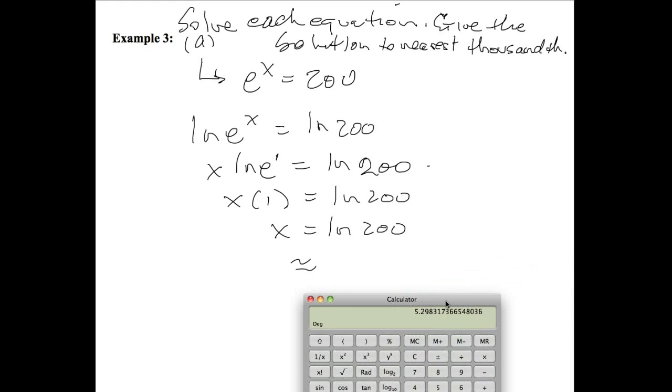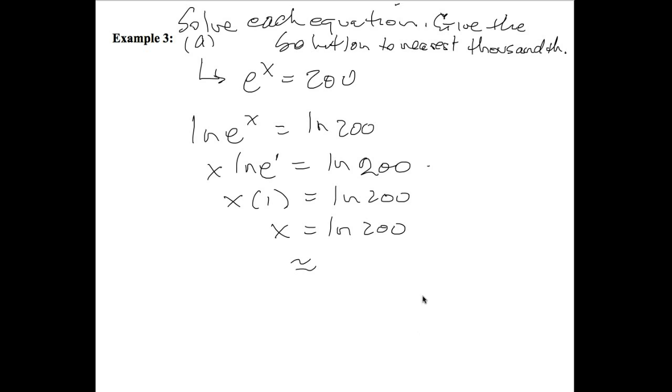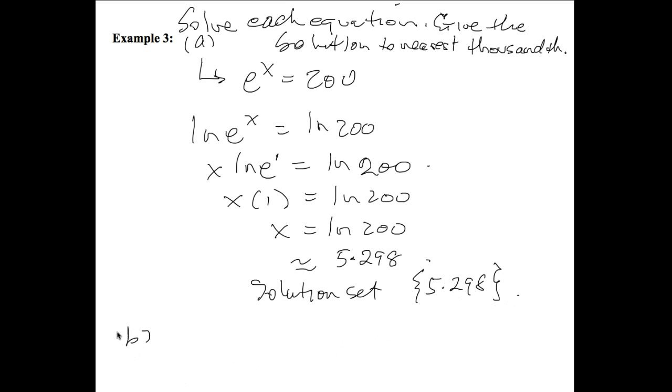I end up with 5.298 to 3 decimal places. So our solution set is 5.298.